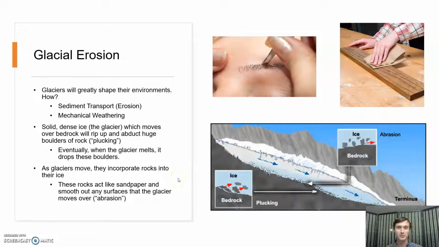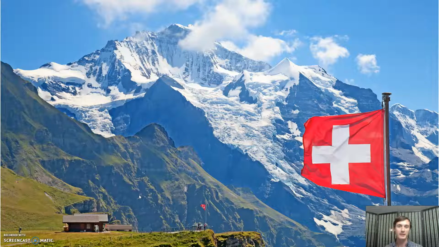The other process is more of a smoothing process, something called abrasion, where we have all of these different little chunks of rock which are caught up in the glacier. And so as the glacier moves over the surface, it smooths it out or even scratches it a bit, like sandpaper.